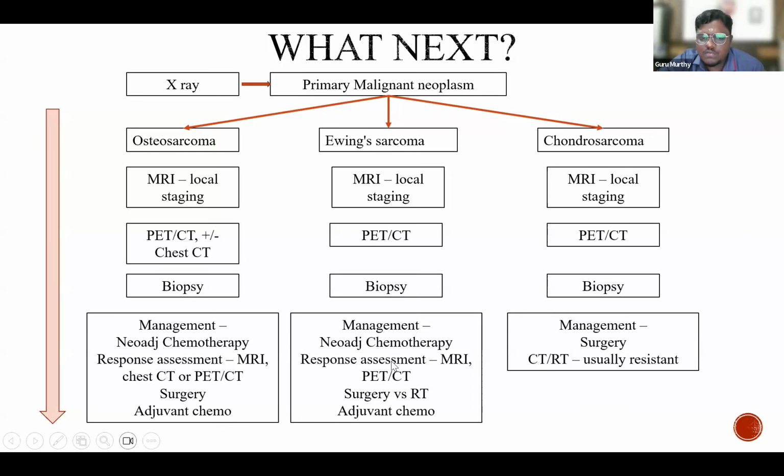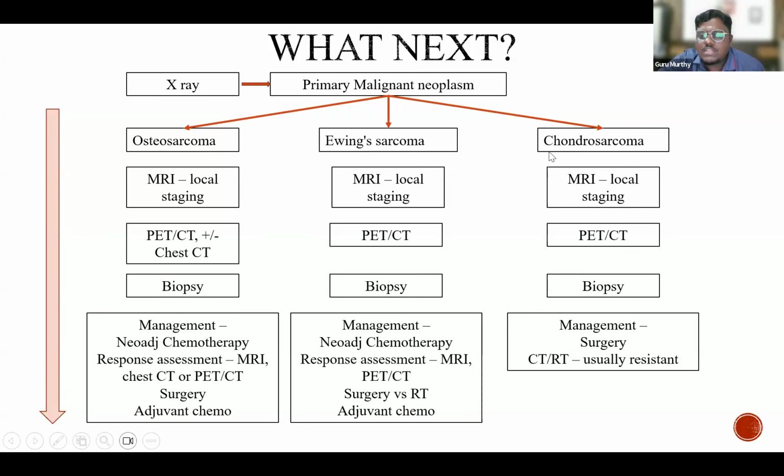Ewing's will follow the same set of rules. So they will have local staging and PET CT, because here, along with chest, bone mets are more common in Ewing's, which we encounter. Then there will be neoadjuvant chemotherapy. Response assessment will be done using MRI and PET CT. Then you will decide whether it is amenable for surgery or radiotherapy, because Ewing's can also occur in flat bones, axial skeleton like pelvic bones. When they occur there, it's not very approachable for surgery. In those cases, radiotherapy is preferred more than surgery, followed by adjuvant chemotherapy.